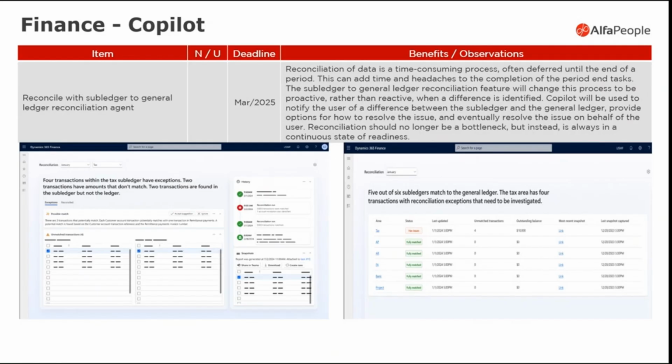With the new subledger to general ledger reconciliation agent, we're shifting from reactive to proactive reconciliation. Copilot helps identify discrepancies as they occur, not weeks later. It can flag differences, suggest resolutions, and it can even handle them automatically. So this means fewer bottlenecks, fewer surprises, more confidence in your numbers throughout the period, not just at the close. So it's a smart way to keep your books cleaner and your team, I guess, less stressed.